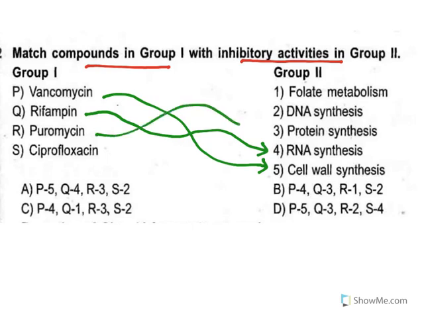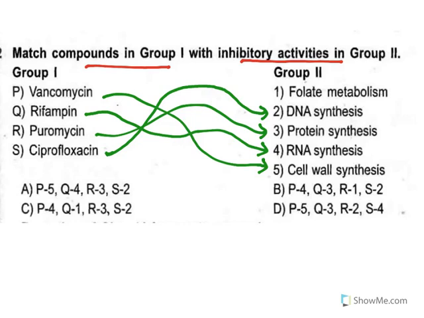Puromycin inhibits protein synthesis. It is used to treat bacterial infections. Ciprofloxacin, norfloxacin, ofloxacin, all of them belong to urinary tract antiinfectives and they inhibit DNA synthesis. They inhibit a particular enzyme known as DNA gyrase. So, all these drugs are antimicrobial agents with their specific mechanism of action.